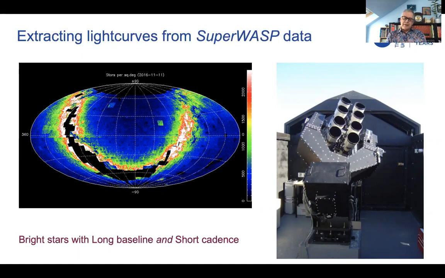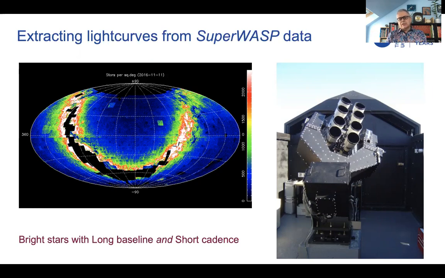And over the course of about 11 years that SuperWASP was operating, we observed essentially the whole sky, night after night, year after year, and many times per night. So the image on the left shows a map of the sky showing the colors there, the density of stars. And in fact, the sort of green U-shaped region there is a plot of the Milky Way, the band of our galaxy on the sky, where the stars are closer together.